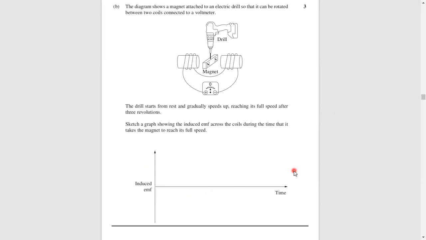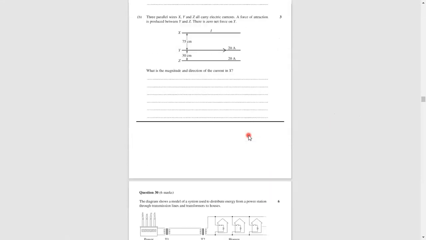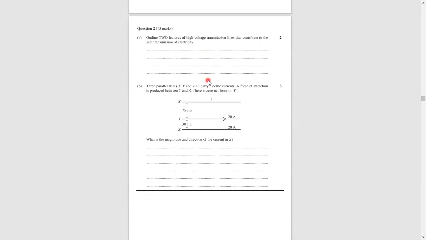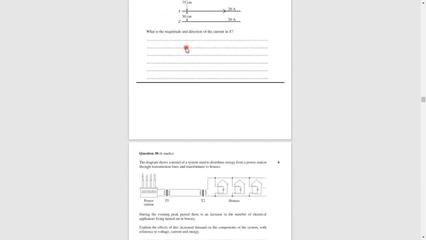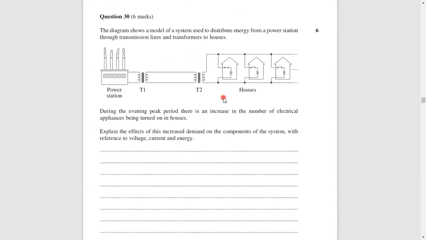Let's try and get a few more questions out of the way. So we mentioned high voltage transmission lines that contribute to safe transmission of electricity. I don't think that's really tested anymore. That's questions really asking about safety, but you basically will just need to mention the design of the safety, which I don't think is really tested anymore under the new syllabus.